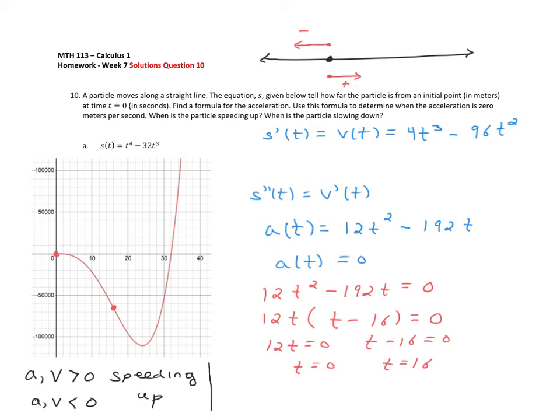So slowing down happens if the acceleration is positive and the velocity is negative, or the acceleration is negative and the velocity is positive. If they're opposite in sign, that means they're working against each other. To figure out this part of the question, I'm going to graph both the velocity and the acceleration together and try to indicate where these things are happening. I'll do that on the next slide.